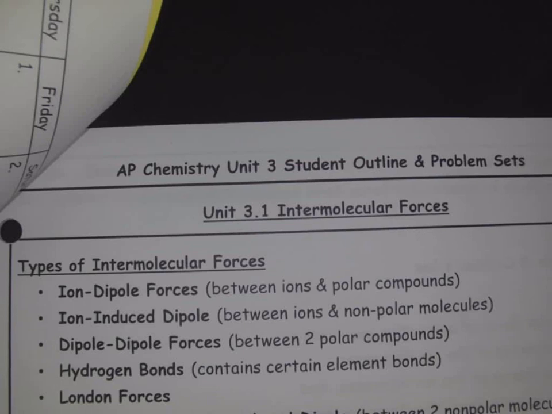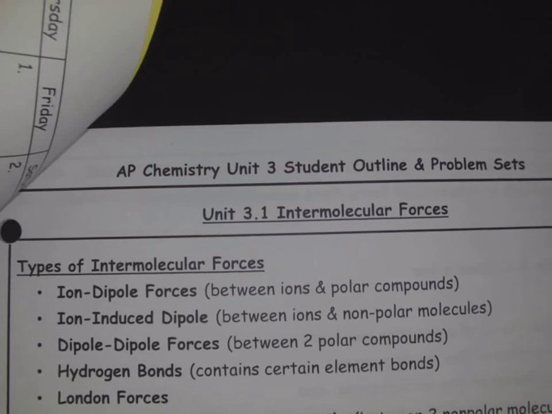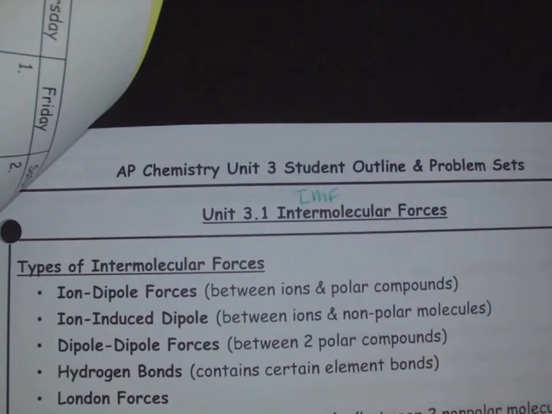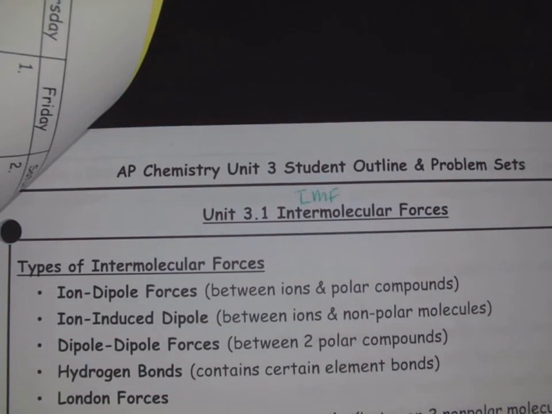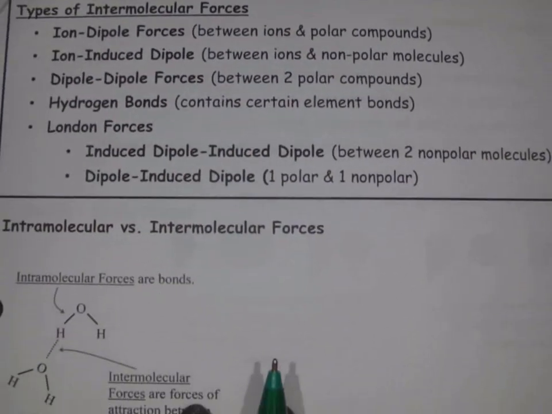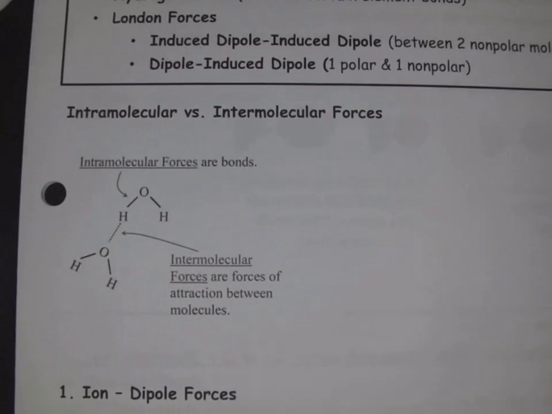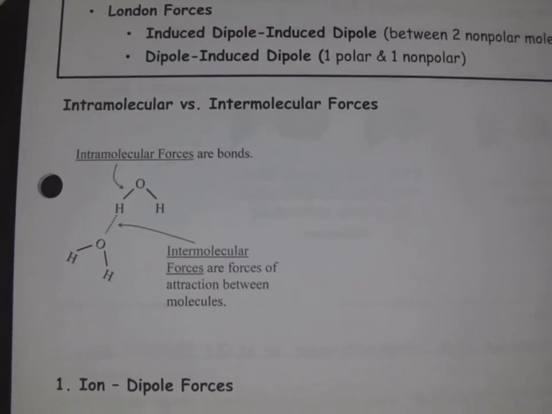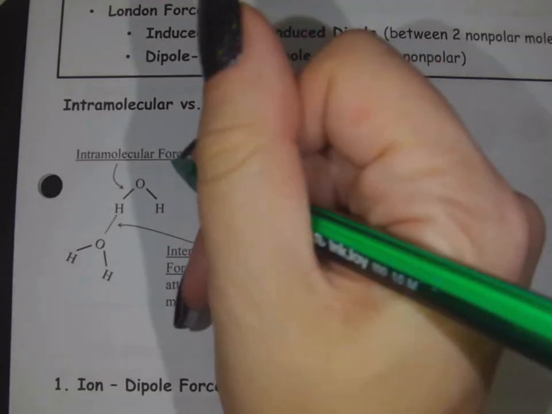Okay, everyone. Topic 3.1 is intermolecular forces, and how you're going to see this written is IMF. So when we're talking about IMFs, we're talking about intermolecular forces. Now, before I dive into these different types of IMFs, we just need a reminder about the difference between intermolecular and intramolecular. Inter means between molecules, where intra means within molecules.